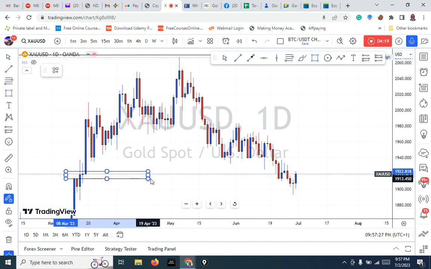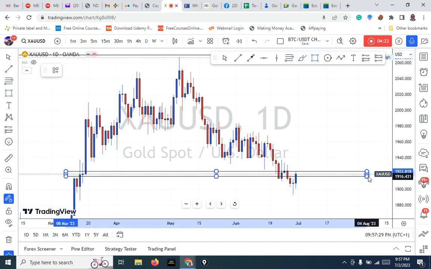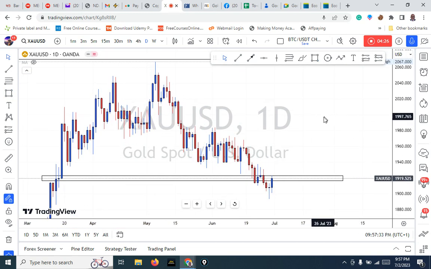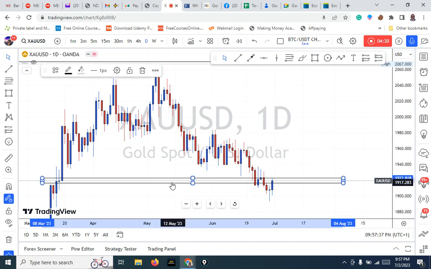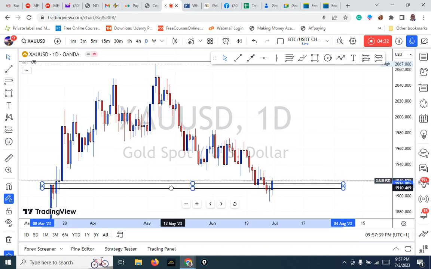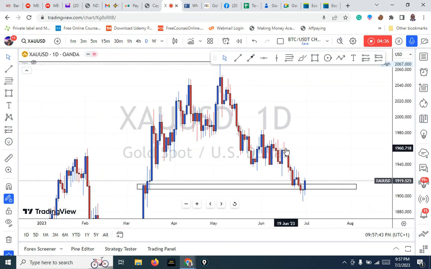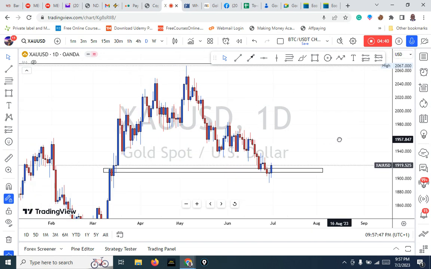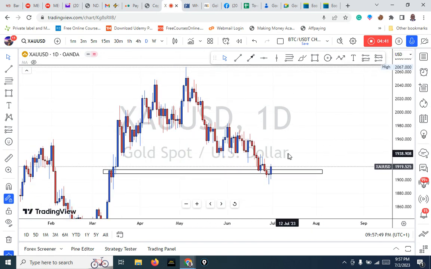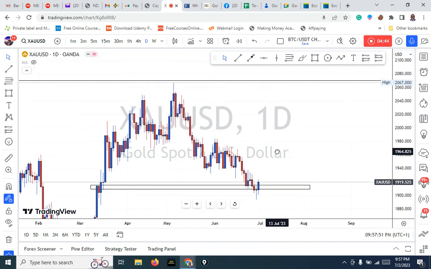Now, this is like a support zone for me. This is like a support zone, and currently the market is playing around this structure level. The market is playing along the structure level like this. So you can see that the market has found some level of support. And so it's preparing to push up in this manner.